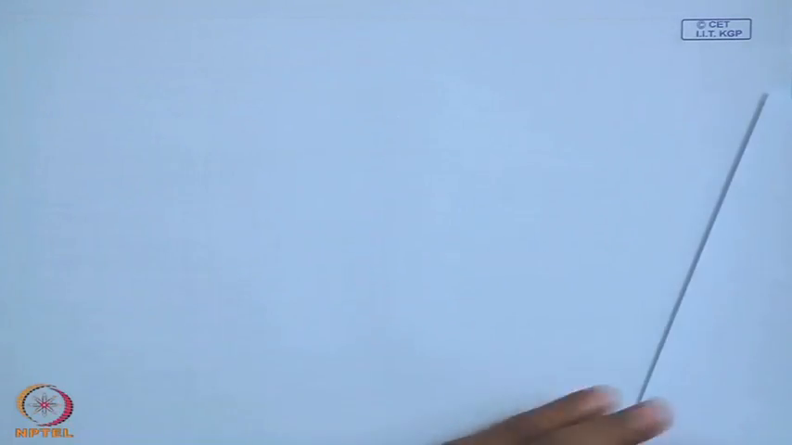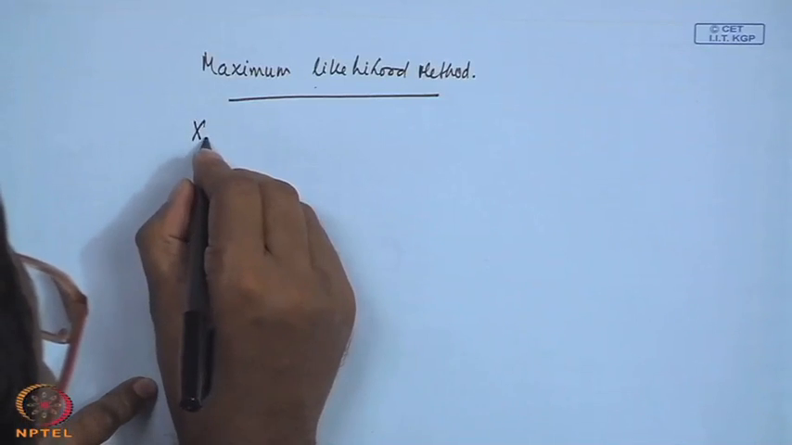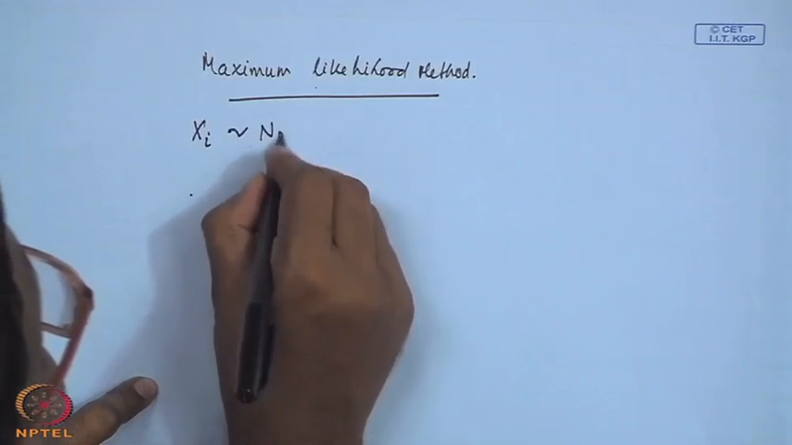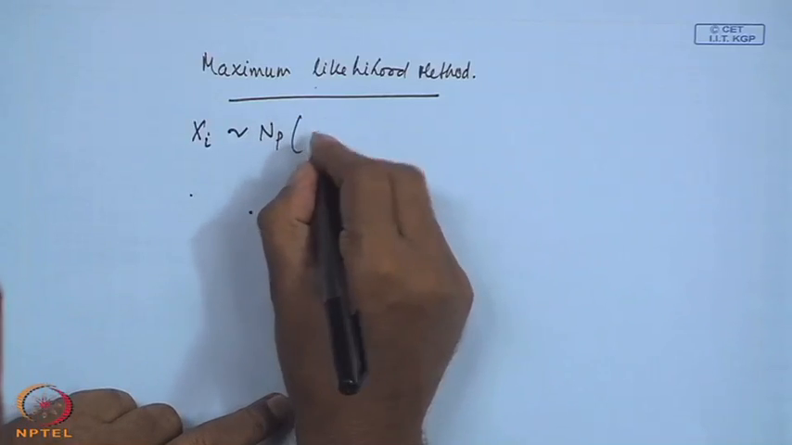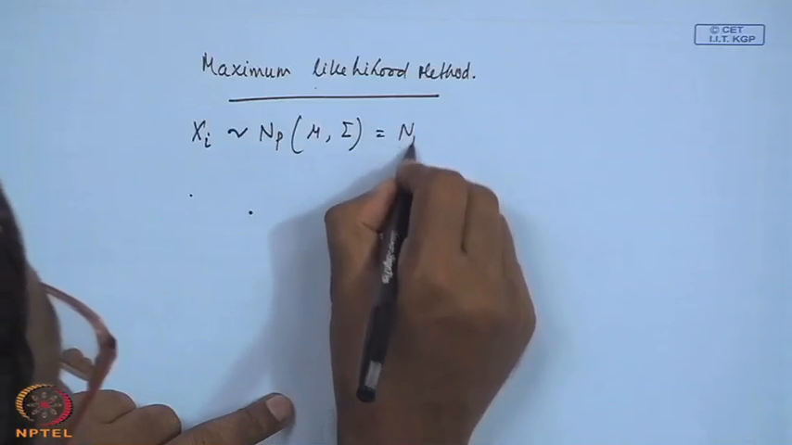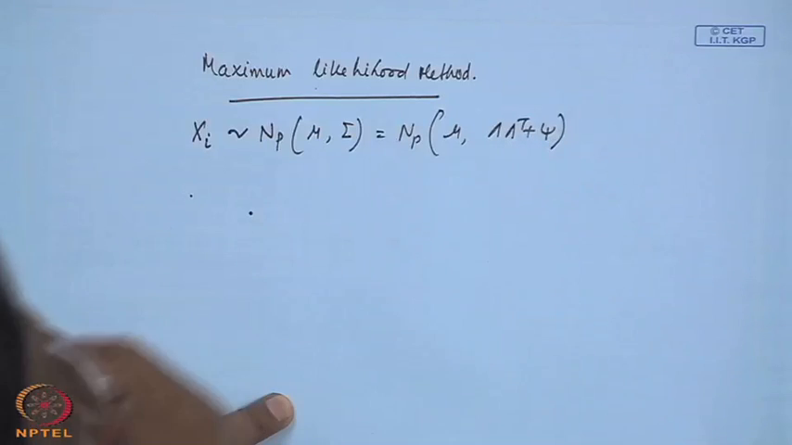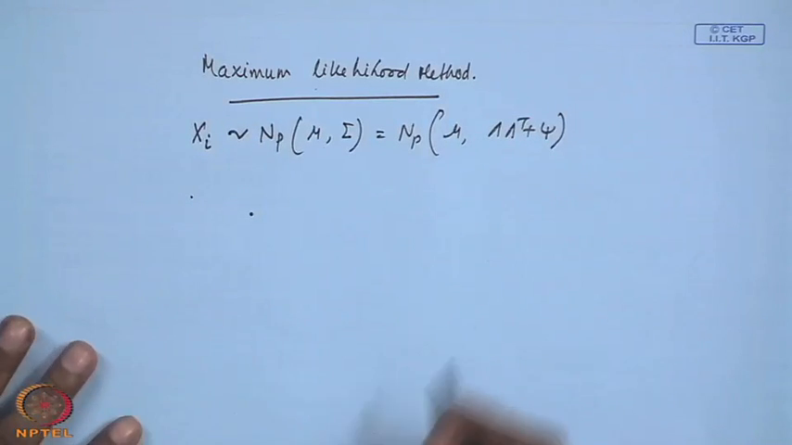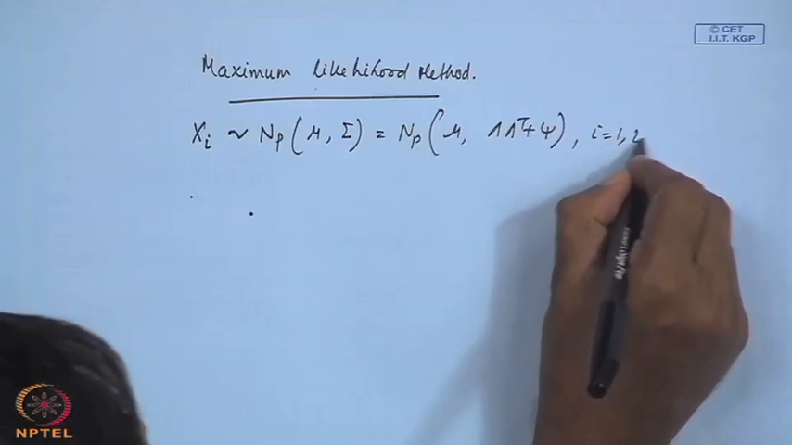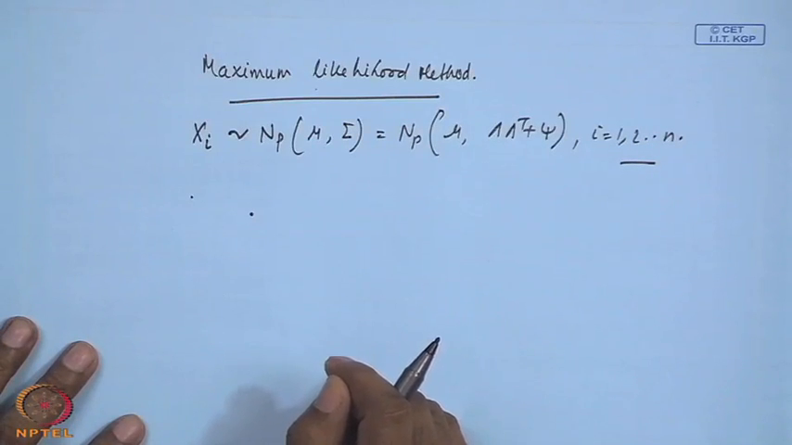I think I will give you a little input to the maximum likelihood estimation. In maximum likelihood estimation the assumption is xi is multivariate normal, N_p(mu, sigma). So we can say that sigma is Lambda Lambda transpose plus psi, that is the estimation, and definitely it is for i equal to 1 to n. You will be collecting n observations. Okay.